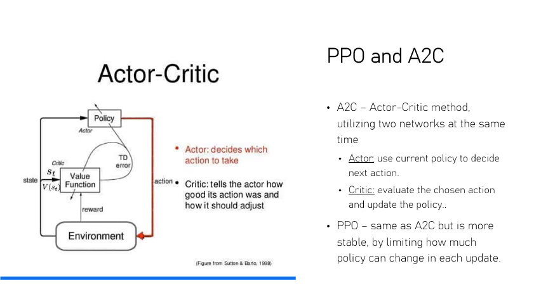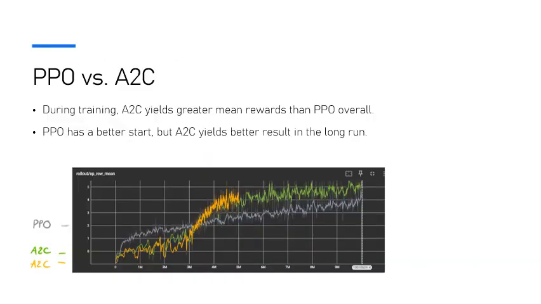A2C is an actor-critic method. It has two networks at the same time. The actor chooses the actions, and the critic tries to update the policy that the actor uses. PPO is almost the same as A2C, but it is more stable by limiting how much the critic can change the policy in each update using a clipping function.